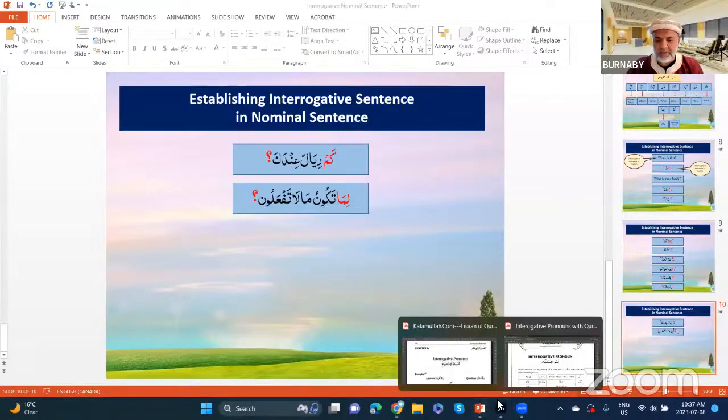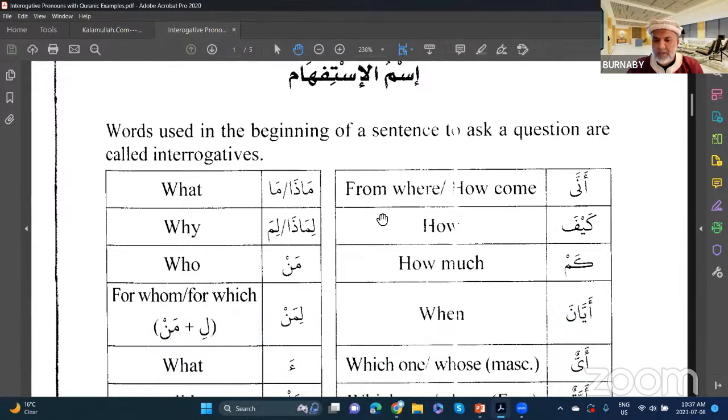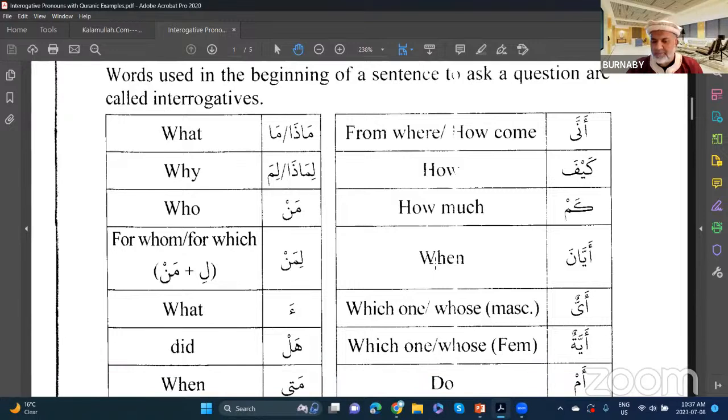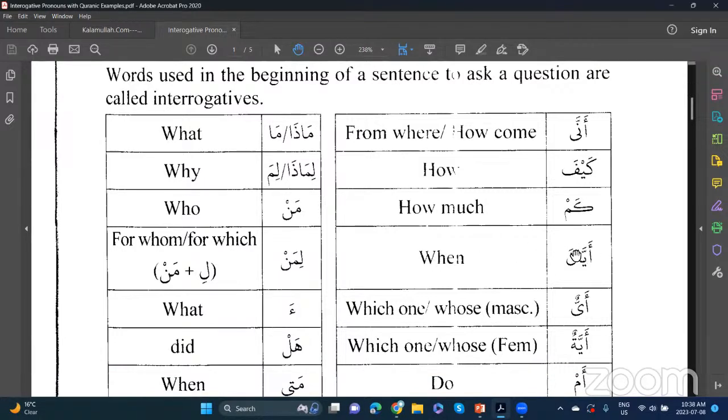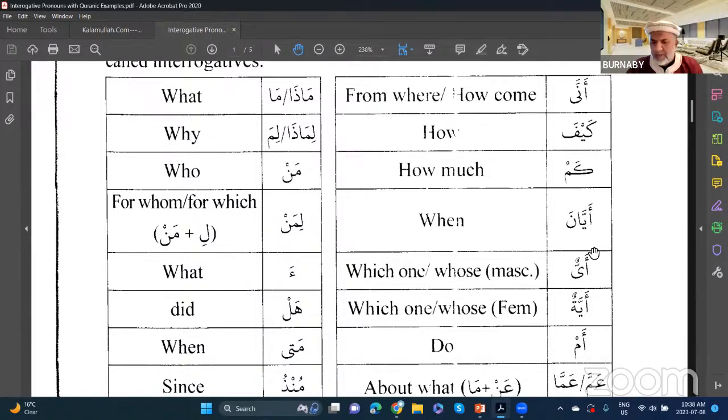So to give you more details about this, let's take a look at this chart here. These are ismu istafham or asma'i istafham. Anna is from where or how come. Then this book introduced a new meaning. It says how come. Is kaifa how? Kam is how much. Ayana is when, and Ayana is for Yawm al-Qiyamah. Ayyun, which one? I'm giving you ayyun for the male and ayyatun for the female.